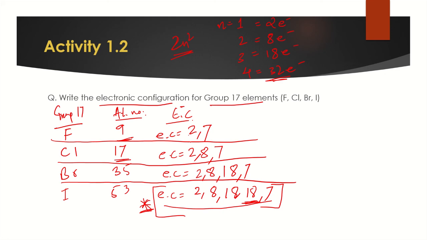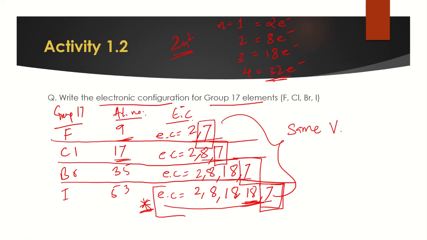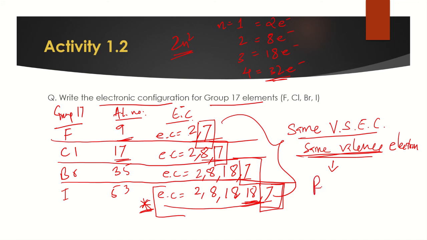If you observe the electronic configurations for fluorine, chlorine, bromine, and iodine, the electrons present in the outermost shell are all the same. So this is what we mean by the same valence shell electronic configuration. Because of the same valence electrons, periodicity is caused.